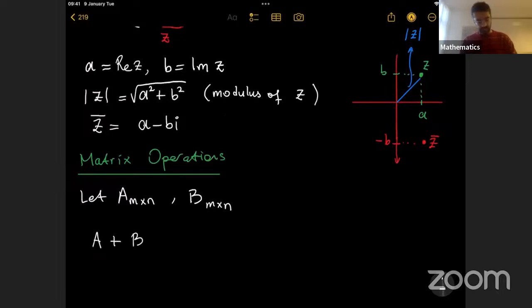A plus B is basically, you sum up the entries, okay? So it's going to be the matrix with entries which come from the sum of the entries of the original matrices. So Aij plus Bij, it's an M by N matrix, okay? So summing up is easy.